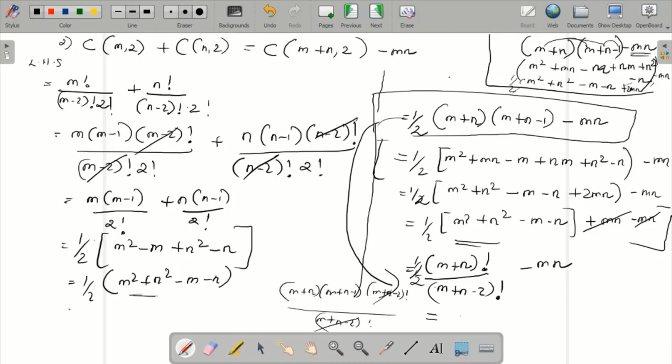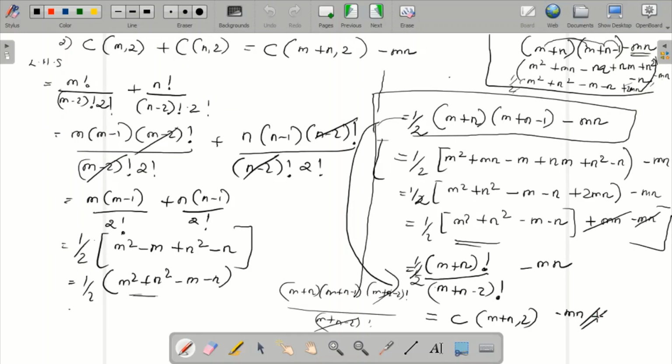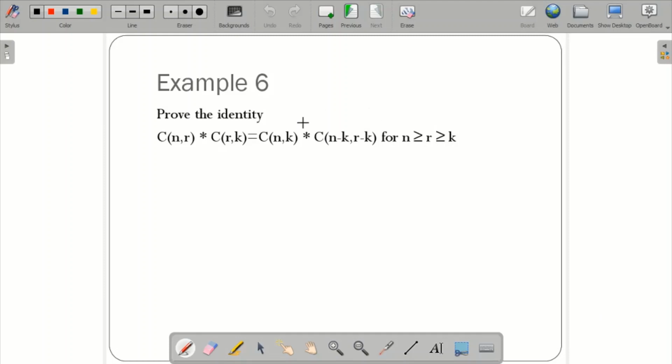So what you got is nothing but combination of m plus n comma 2 minus mn. So left hand side is equal to right hand side. So this is regarding the example, in this example 5, second problem. Next, the last problem is regarding prove the identity. This is equal to this.